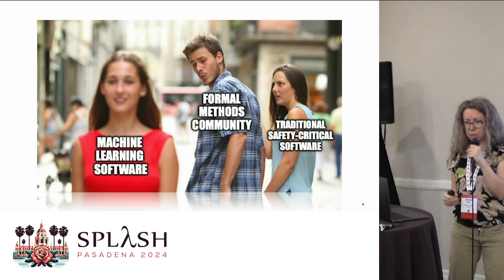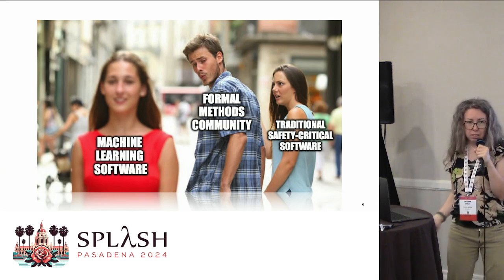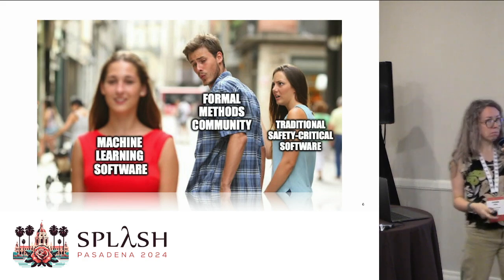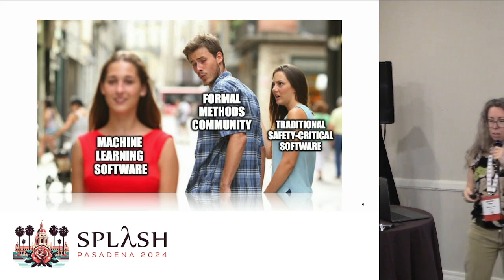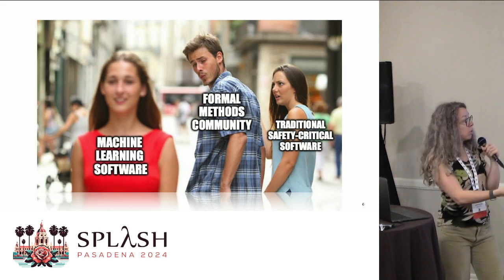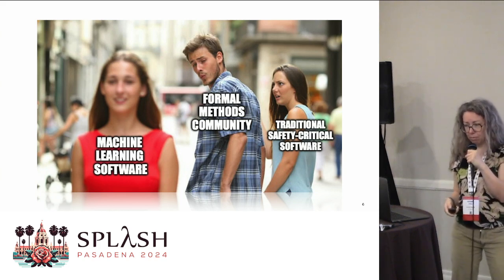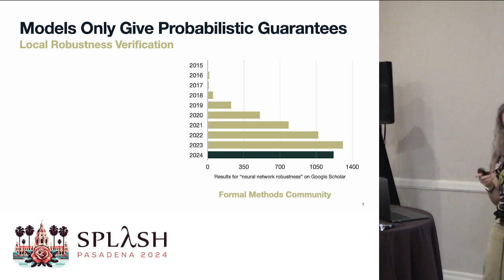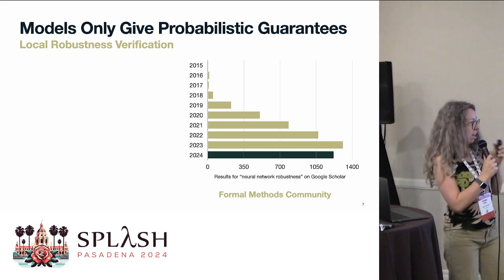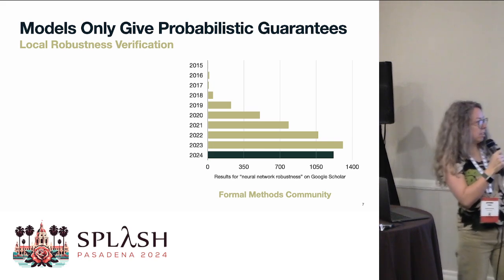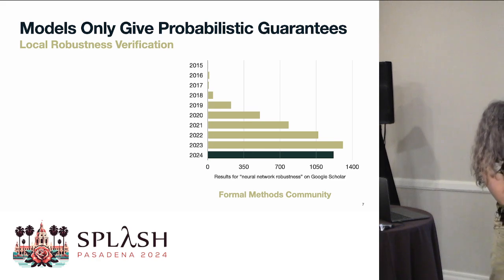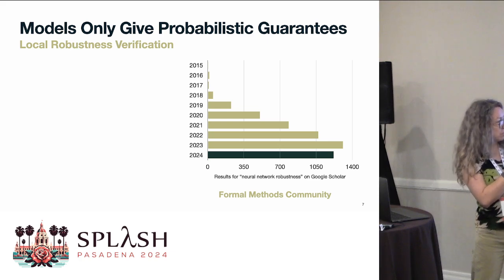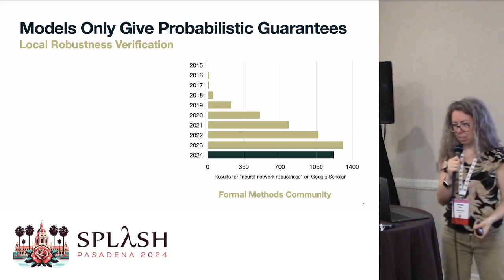Historically, the formal methods community has worked on traditionally safety critical software. And in the past, I would say 10 years or so, we have been looking more and more at machine learning software. Out of curiosity, I looked at the publications on Google Scholar. I took some keywords that are common in the field, and you see the number of papers. 2024 is not yet finished, but we already have a lot of papers in the pipeline.